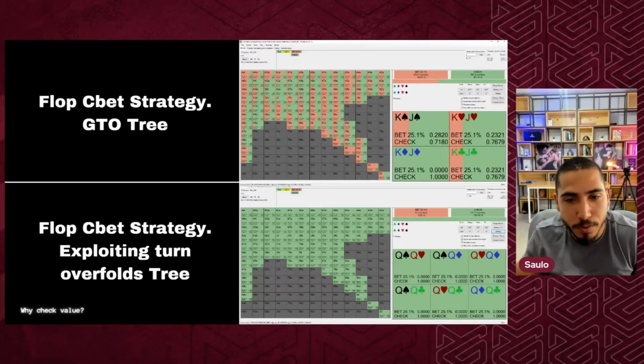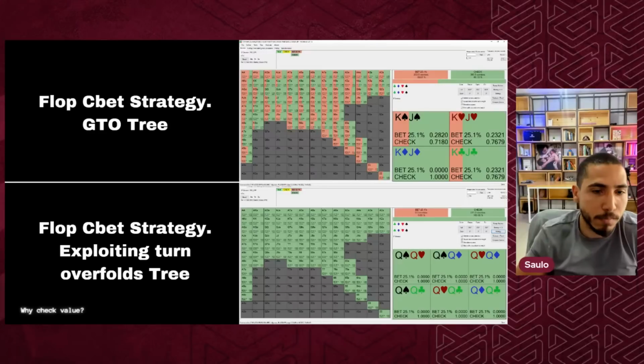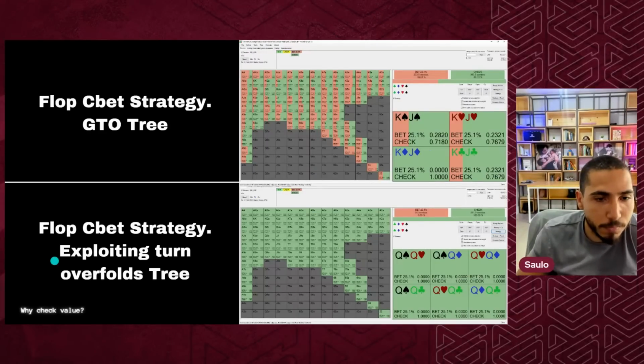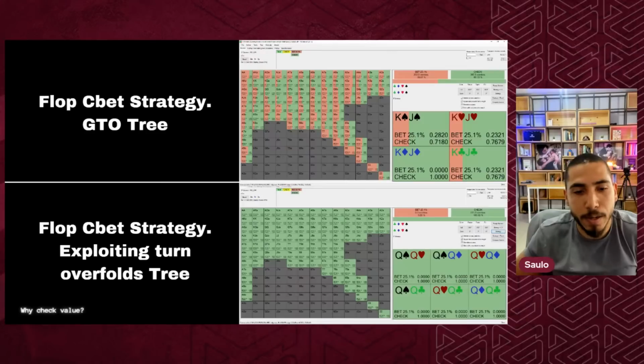One thing that I have as a question here on the bottom left is, why check value though? Why is the solver checking value? Because we saw how, if people are overfolding to small bets, then maybe your strongest hands don't gain much value, right? All the other hands are going to gain value, but the strong hands are not gaining value. So why is the solver checking back value here as well? You can give me an idea. To protect your garbage delayed c-bet range.